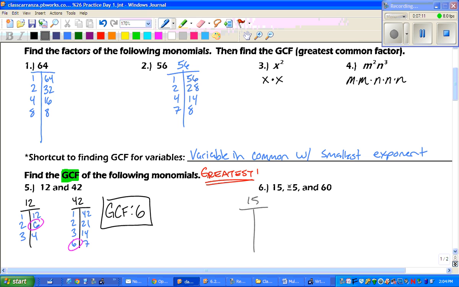Okay? So the factors of 15, of 25, and 60. So the factors of 15, 1 and 15, 3 and 5. Of 25, it's 1 and 25, 5 and 5. 60, 60's got a lot. So 1 and 60. 2, 60 split in half is 30.